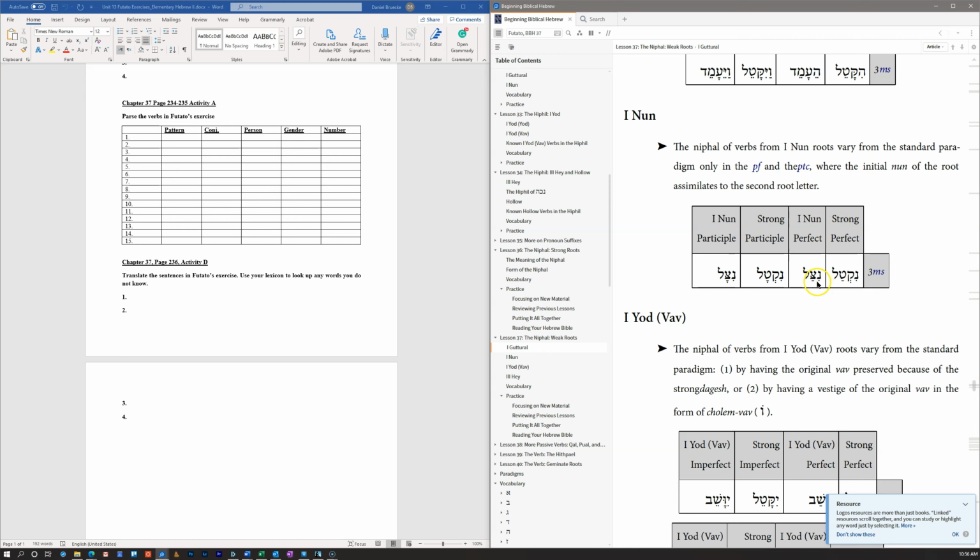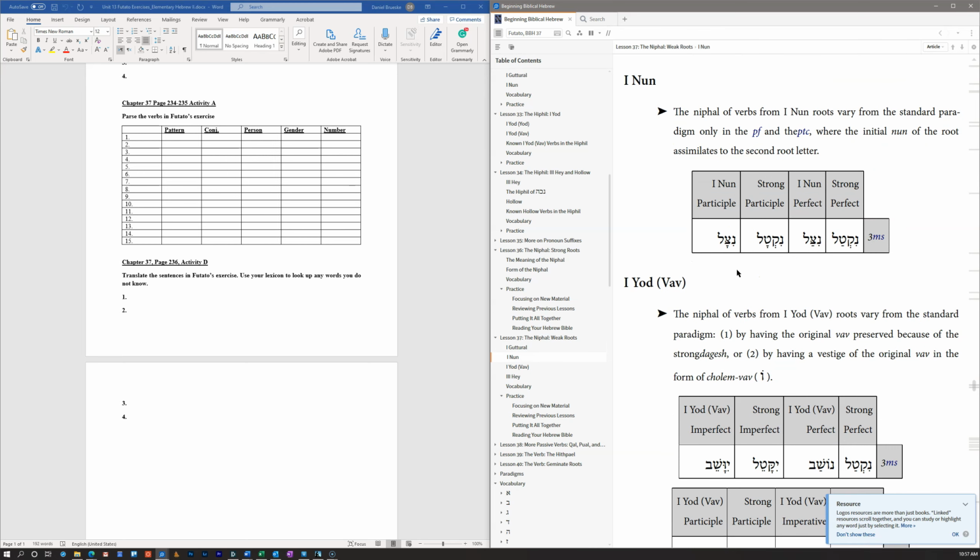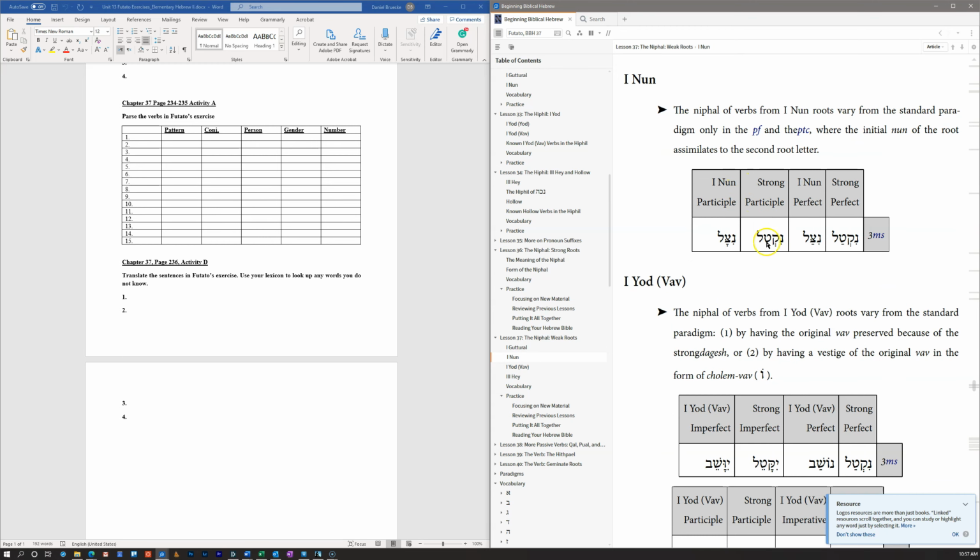And so as a result, we're going to get this situation where it looks a little bit like a Piel. You see how if this were a Piel perfect, it would look really similar. The difference would be we'd have a tsere here. So the thing that's going to get confusing for the one nuns and the Niphal is there's going to be times when they look like a Piel, and you're going to have to think carefully about whether this is a Niphal or a Piel. All right, when we get to the imperfect, it's basically the same. You're not going to run into trouble with that.